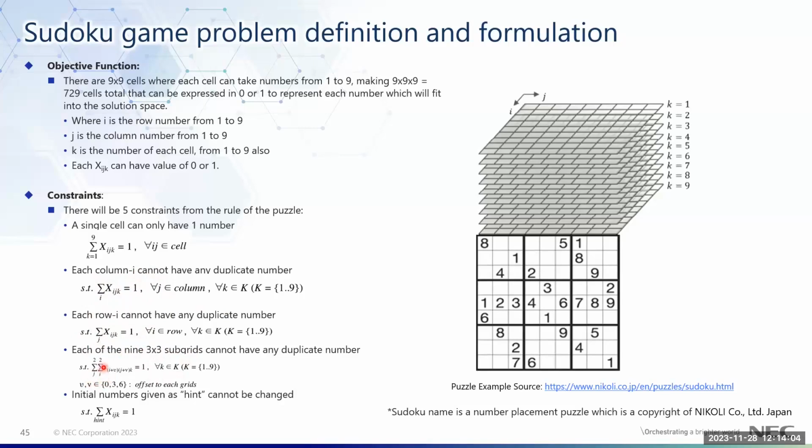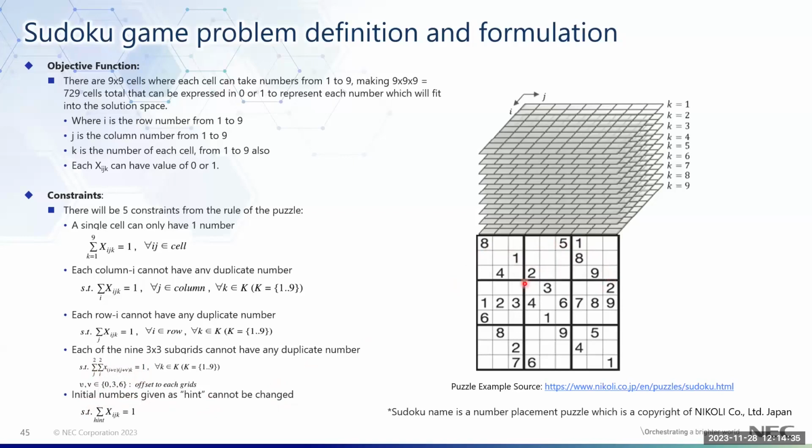Here we have a summation of the i and j so that you can pick a specific 3 cross 3 subgrid. And for that, again, it equals 1. And the last constraint is initial numbers that are given as hints cannot be changed. So 8, 5, 1, 1, 8, all the numbers that you can see, which are the hints to the puzzle, they cannot acquire a different number. That is also a constraint.